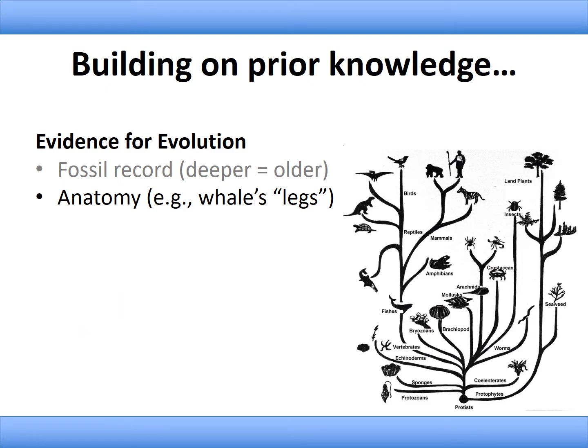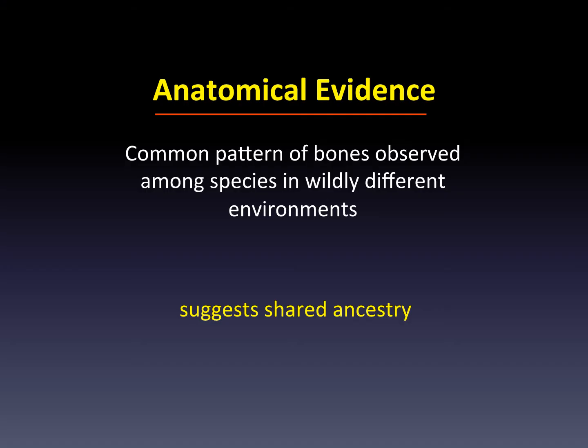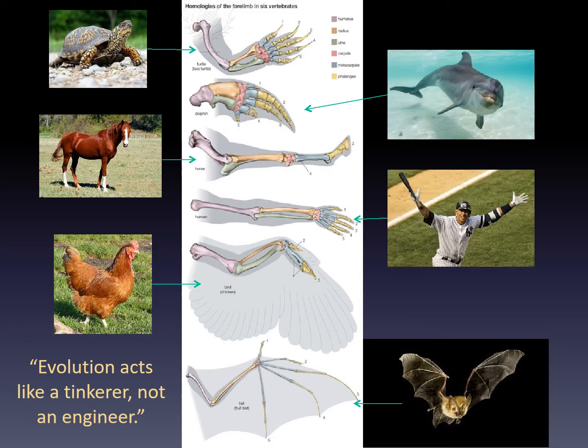The next line of evidence you've already reviewed in that D2L lesson comes from comparing the anatomy of things currently alive today. For example, you saw that whales and other things that live in the sea, mammals, they have a similar structure as other mammals' legs, but whales don't need legs because they live in the ocean. Common patterns of bones observed among species who now live in wildly different habitats suggest shared ancestry if they all inherited that bone structure from the same ancestor. Here is an example of that.